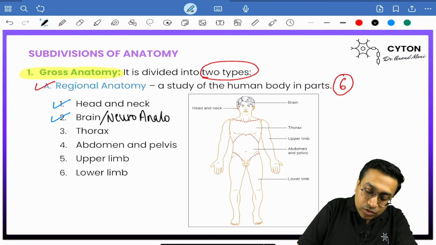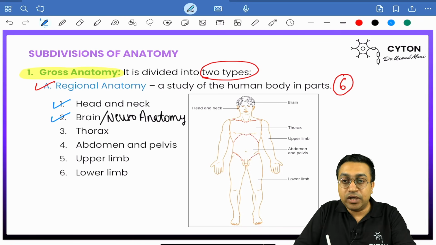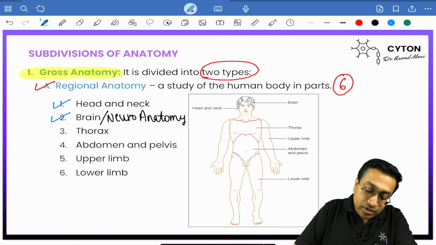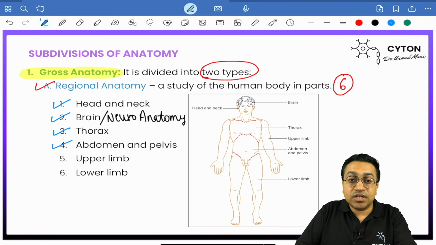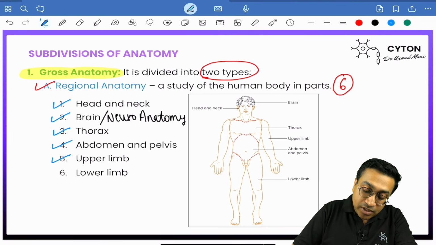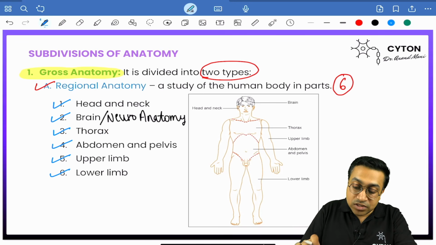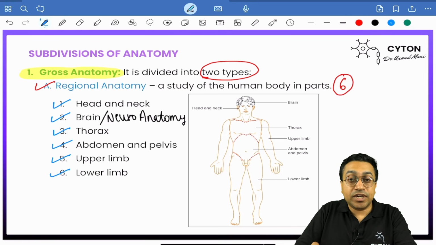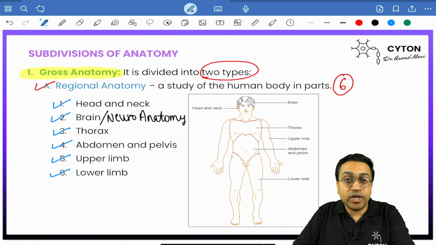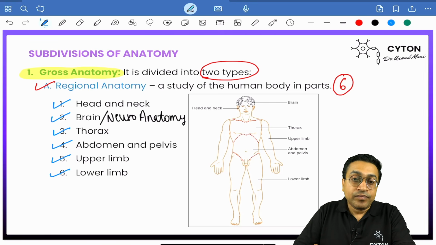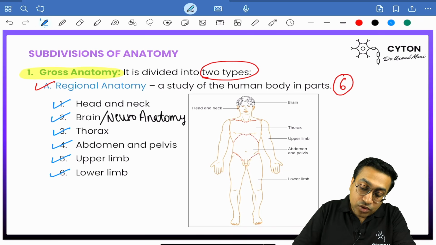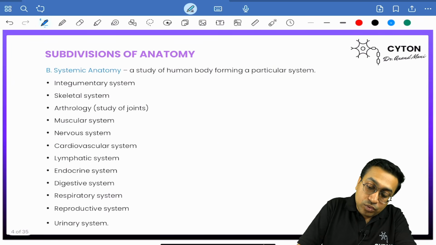Neuroanatomy. You will study all of these things separately in detail. Then you will have the thorax, abdomen and pelvis region, and then the limbs, the upper limbs and the lower limbs. So this is the gross division of the entire human body into 6 regions. And then you can also divide this into another form, that is systemic anatomy.